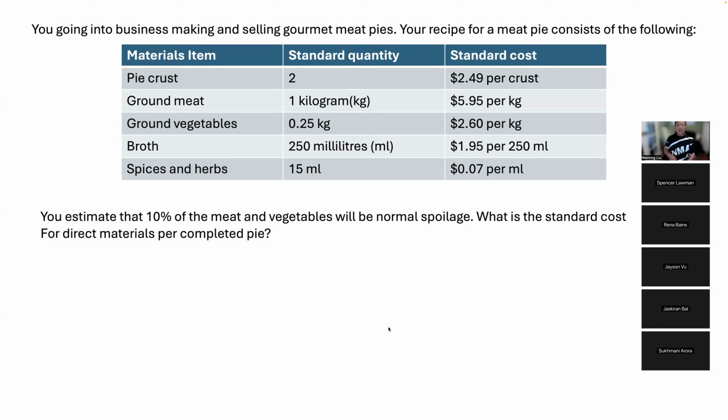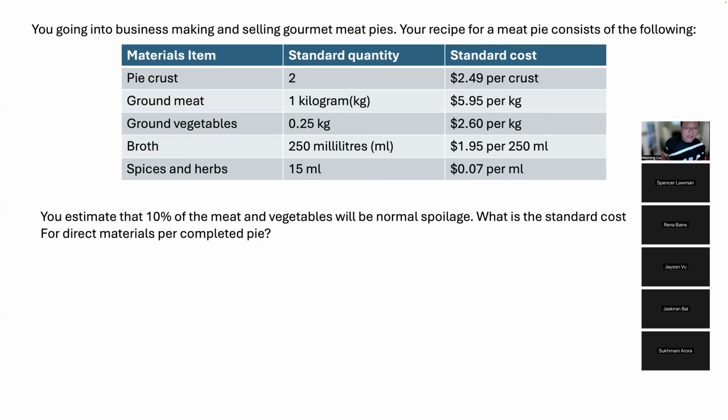You estimate that 10% of the meat and the vegetables will be normal spoilage. What is the standard cost for direct materials per completed pie? This is a fair question. Basically, I want to know for each completed pie, what would be the standard cost on the materials? The information on the table is the recipe for a pie, so it is per pie.